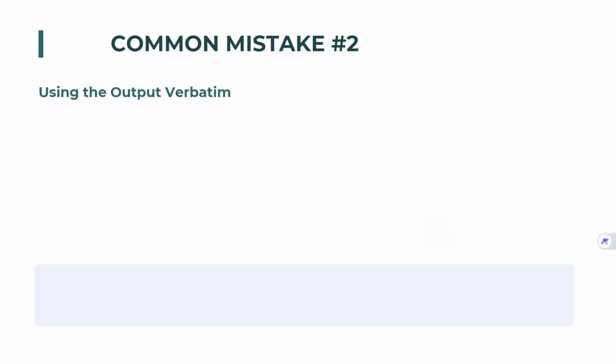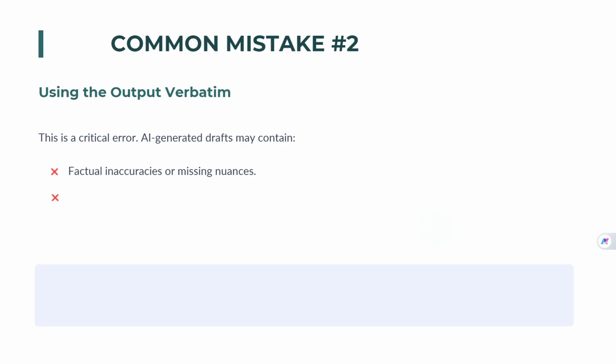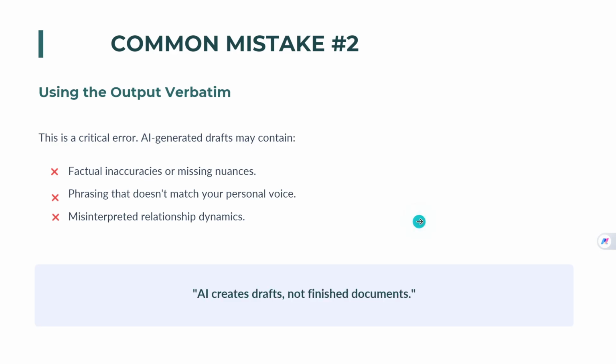All right. So moving on, we'll look at common mistake number two, using AI draft verbatim. Okay, this is a critical error. AI generated content contains factual inaccuracies, inappropriate phrasing or terminologies. Tones don't match your voice sometimes, or you can have missing nuances about your relationship with the client. Always review, personalize, and fact check before sending. All right, your professional reputation is at stake. The rule is simple. AI drafts, not finished documents. Your judgment and editing skills are still very essential.